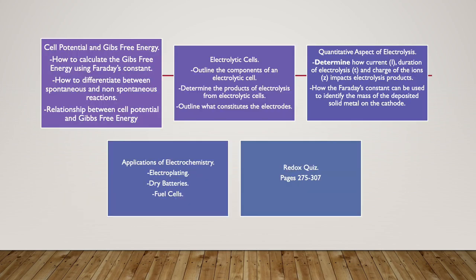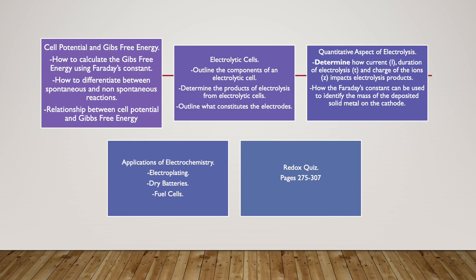On Sunday, we will be covering the cell potential and Gibbs free energy. In that lesson, we will be going over how to calculate the Gibbs free energy using Faraday's constant. We will be able to outline how to differentiate between spontaneous and non-spontaneous reactions based on the Gibbs free energy. And we will be going over the relationship between cell potential and Gibbs free energy. At the end of the lesson, we will be able to outline how cell potential is the same concept as voltage and how this relates to the efficiency of the battery.